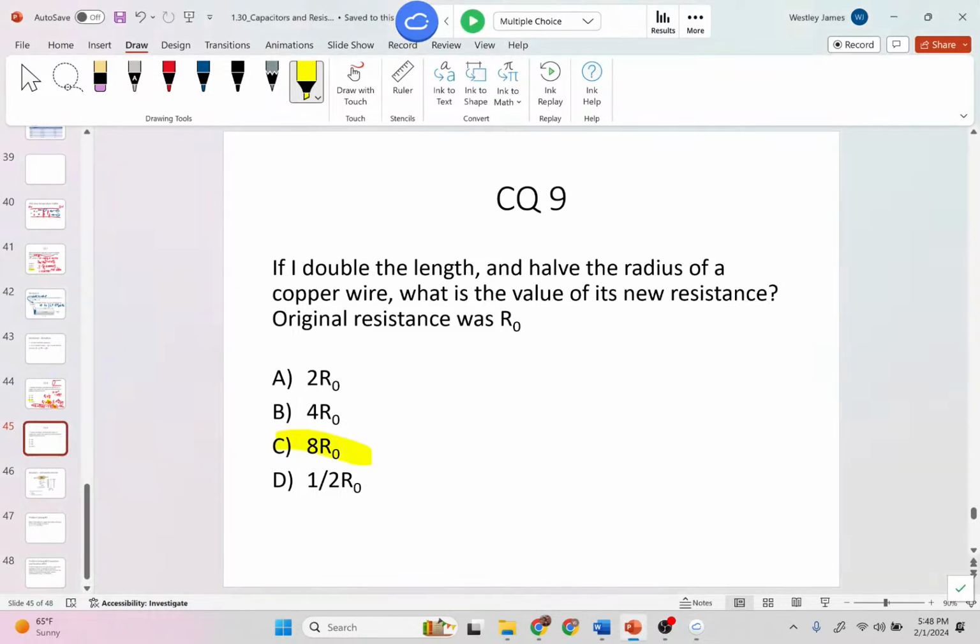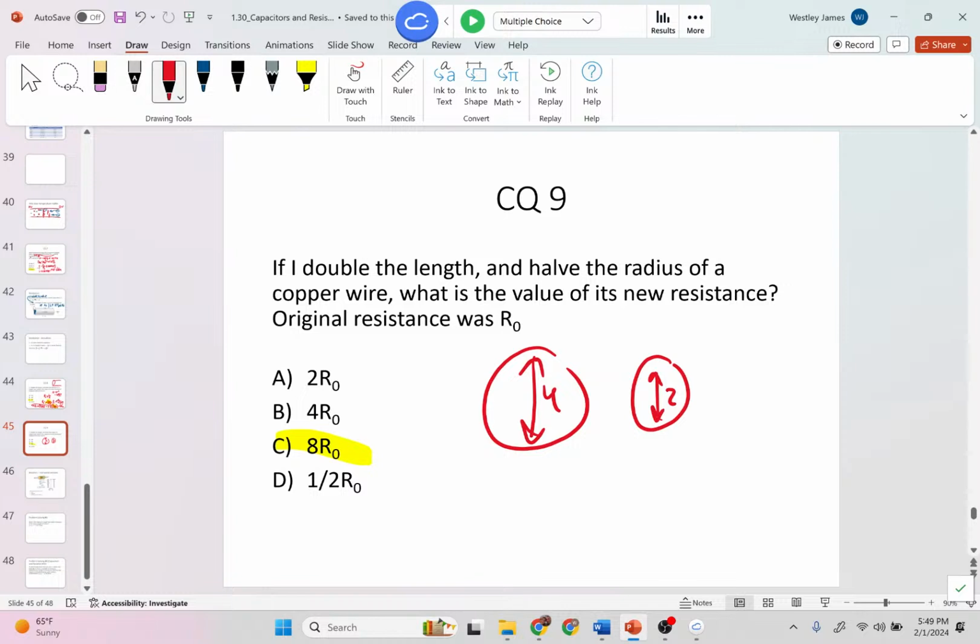The answer is the exact same as the last one because it's the exact same problem. Halving the diameter is halving the radius. They're the exact same thing. Easy example: if my diameter was 4, halving the diameter is 2. In this case, my radius was 2; in this case, my radius is 1. Halving that diameter is the same as halving the radius. Feel free to check that out.